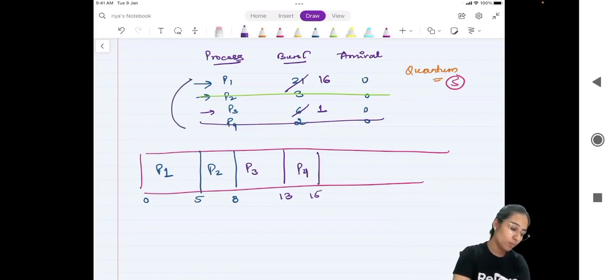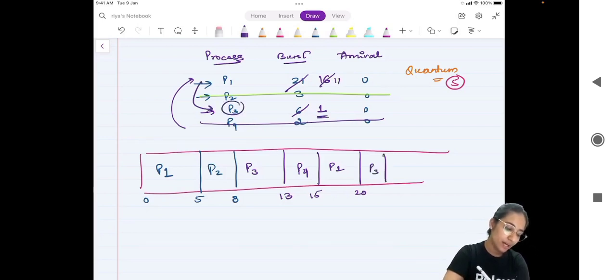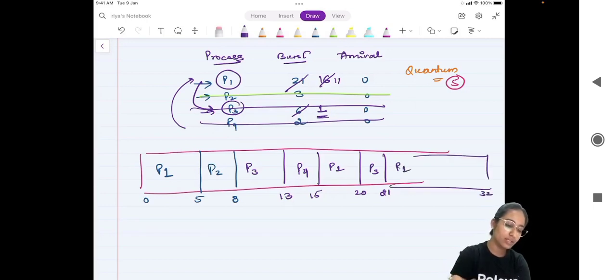Now we go back to P1 again. P1 basically gets 5 more, which makes it 20 over here. Okay, and now this is left with 11. Now P2 is already completed, so we give the turn only to the remaining processes. This is P3 and this is 21. Now this is also executed, and this will keep on repeating. So here it has 12 left, so P1 will basically execute till 32.